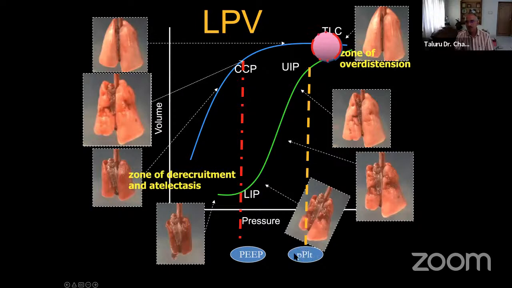See this, we look at the plateau and tidal volume and driving pressures. Here we put a PEEP for everybody so that the alveoli is in the lung protective zone.